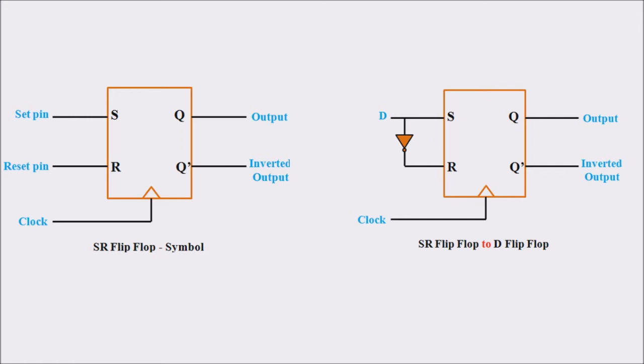So the data value D is given towards the set pin, and the inverted value of that particular data is provided towards the reset pin. So simply we are introducing a NOT gate at the data pin, and the output of the NOT gate is provided towards the reset pin.